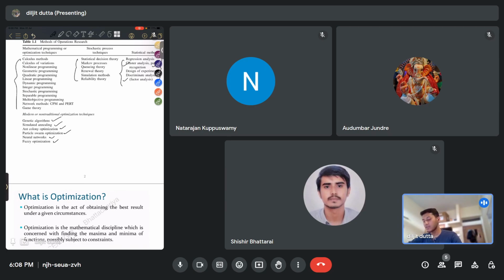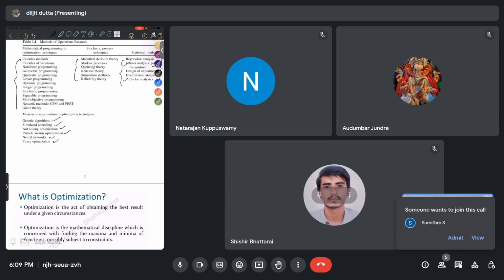We will see the details of the genetic algorithm in the later weeks, I think week 9 or 10 in this course. We'll also try to write a code for solving a problem using a genetic algorithm.